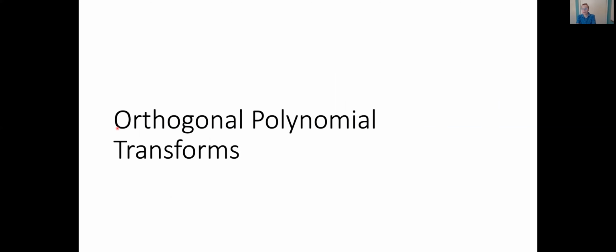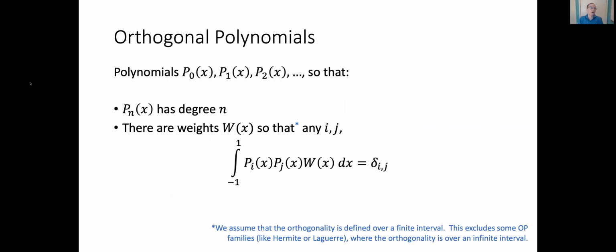So first, what are orthogonal polynomials? An orthogonal polynomial family is a bunch of polynomials, P0, P1, P2, ... so that the nth polynomial Pn has degree n, and so that there are weights W of x, so that the polynomial family is orthogonal with respect to these weights. That is, for any i and j, if I integrate Pi against Pj with respect to the weights W, I'm going to get 1 if i is equal to j and 0 otherwise.